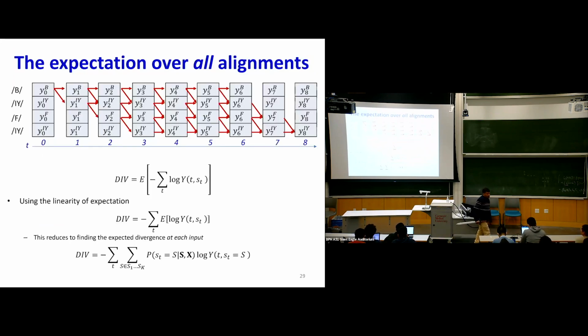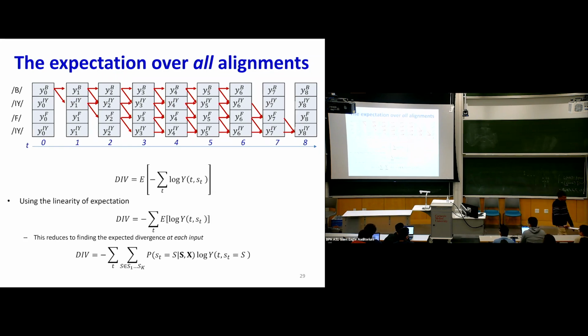So the expectation of a sum is the sum of an expectation, correct? Which means I can say that the expectation of minus sum of log yt is minus the sum over t of the expectation of log yt, okay? What does this second term mean?